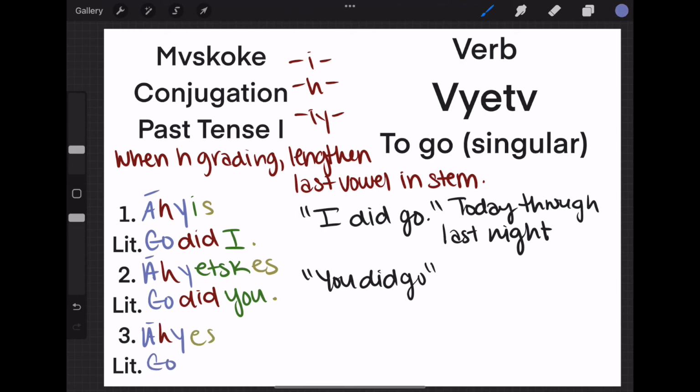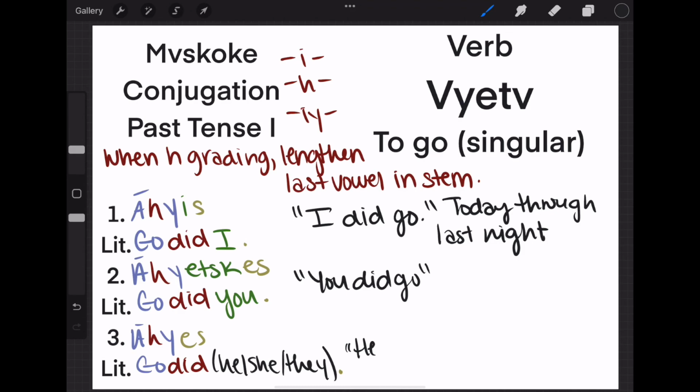our declarative ending, ES. This literally translates to go, did, he, she, or they, and the he, she, or they is understood. Or in English, it is translated as he, she, or they did go. Ahyis. And that concludes past tense 1.